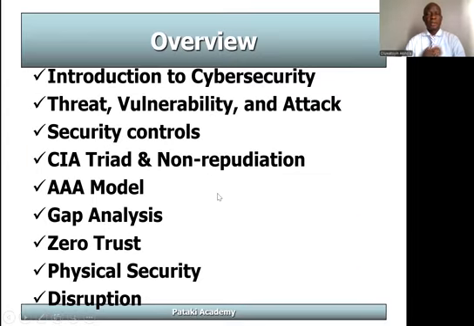Cybersecurity. In this lecture, we are going to look at the following: the overview, introduction to cybersecurity, threats, vulnerability and attack, security control, CIA triad or non-repudiation, AAA model, gap analysis, zero trust, physical security, and disruption.